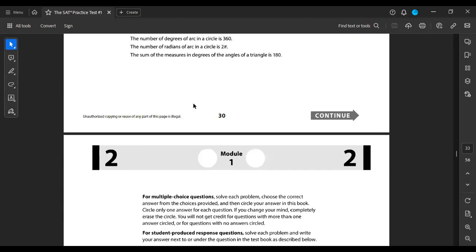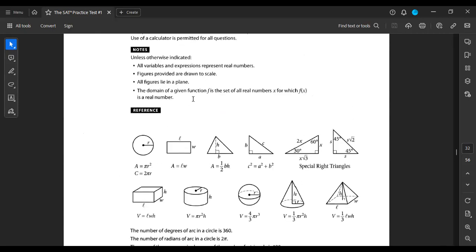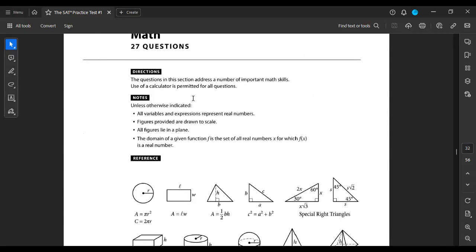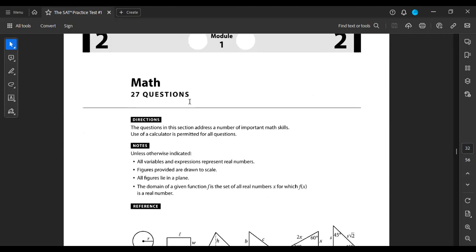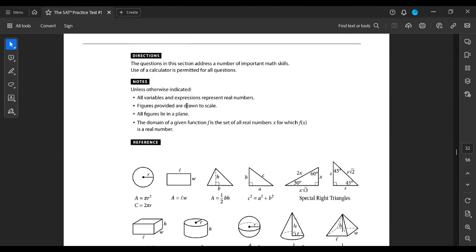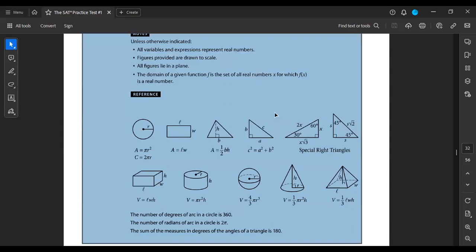It's all good. Okay, so in the new SAT, if I'm not mistaken, you can use a calculator for both sections, right? For both modules, module 1 and 2. So yes, a calculator is permitted for all questions. So feel free if you have a calculator.